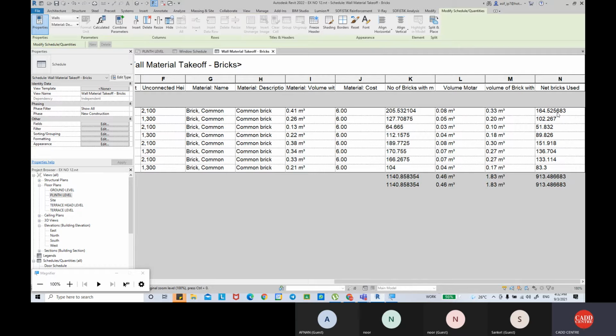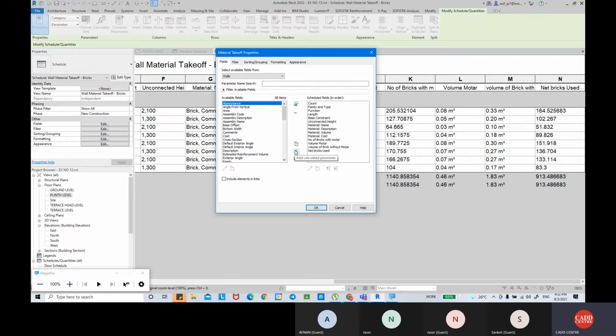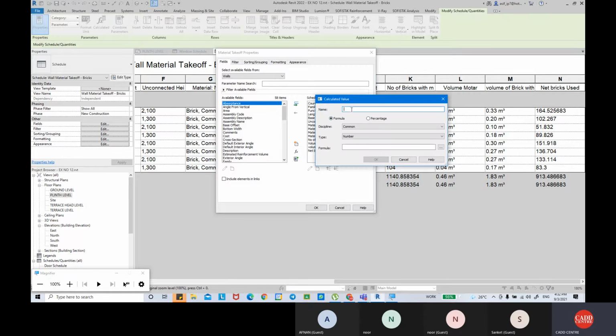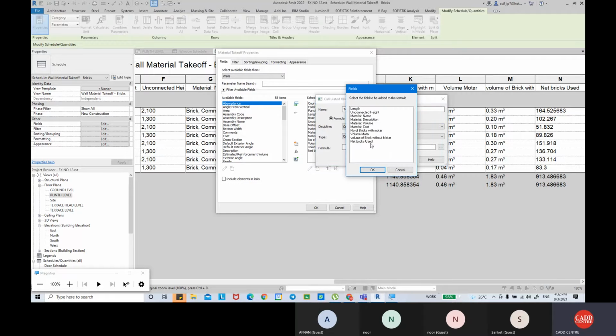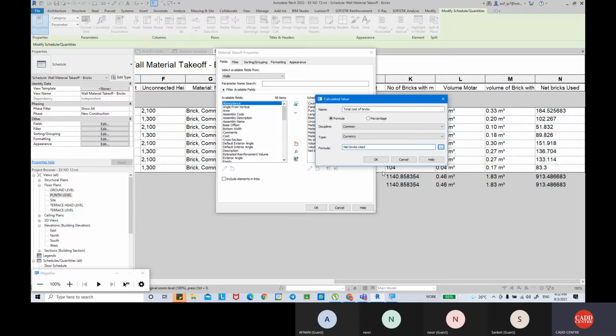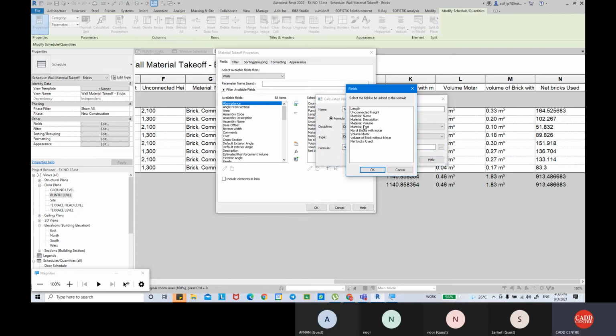Total cost. Yeah. Now about the cost. So we know that these are the total bricks, and that's the cost per brick there. So we can add one more field formula that would be about the total cost. So you can come into fields, you can come into the add calculator parameter. You can call this total cost of bricks. The type would be currency, and the formula would be the net number of bricks used, which will be multiplied by the material cost.